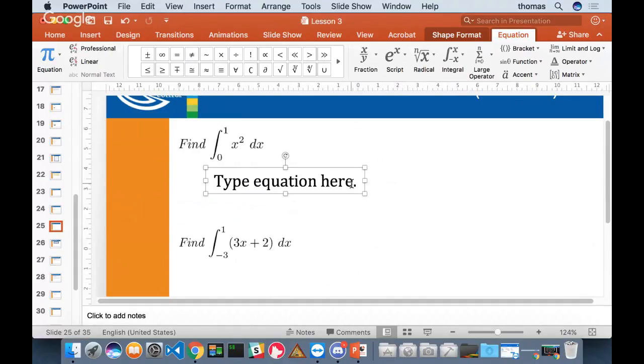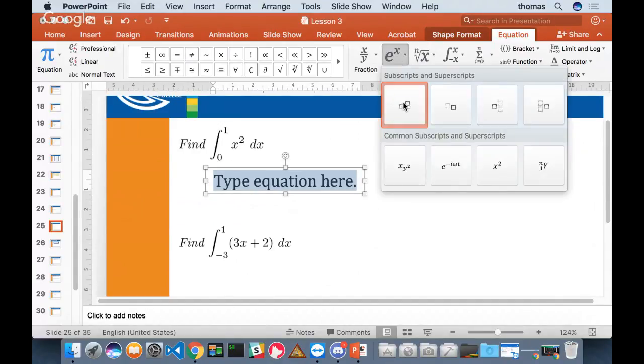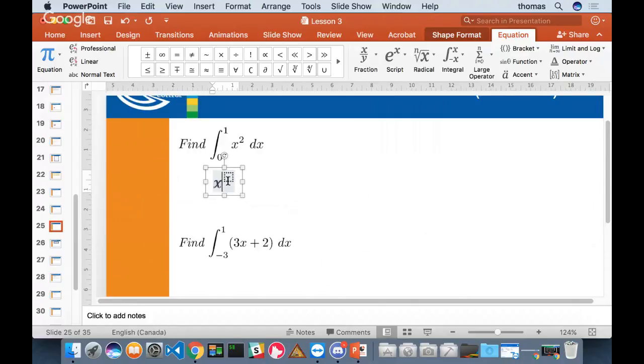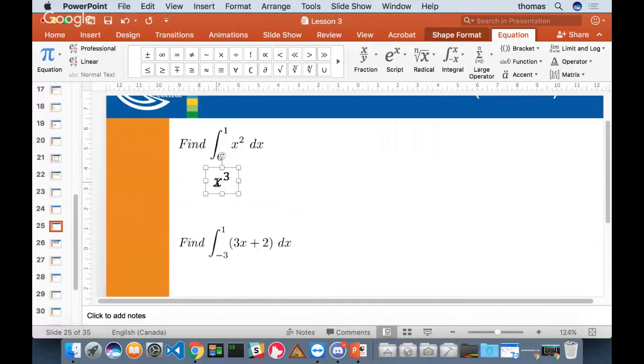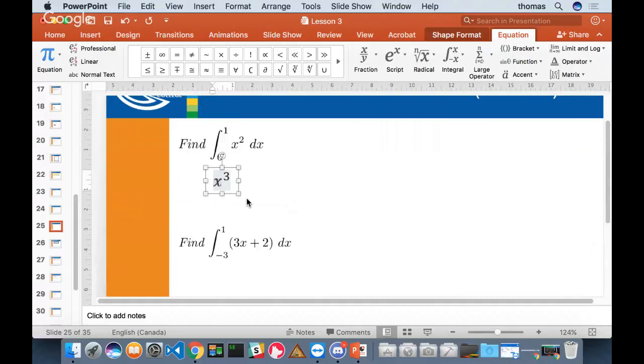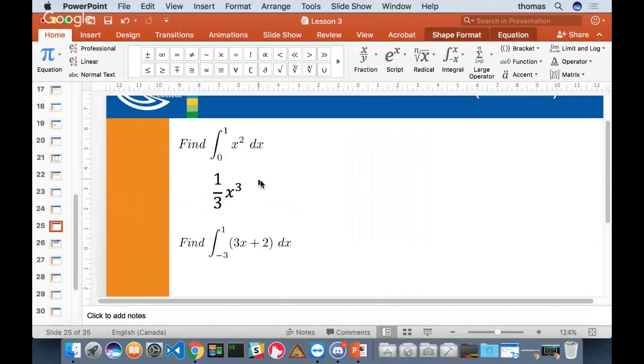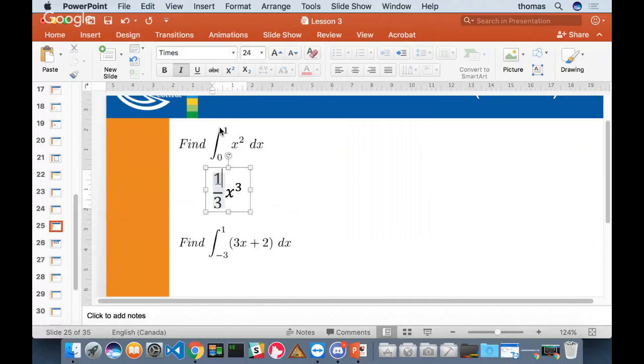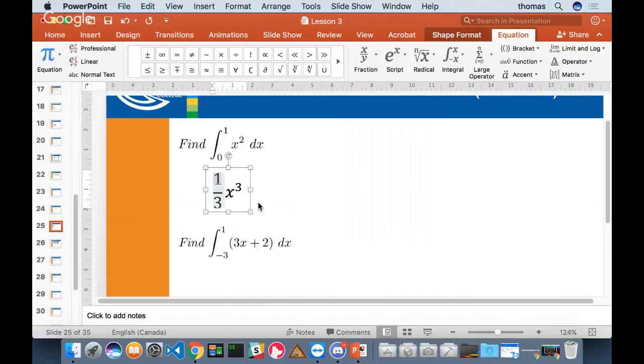Well, we know that we're going to have some value x to the 3. And we know that 1 is the coefficient in front of this, so we multiply 1 over 3 in front of it. So 1 over 3 x cubed is the antiderivative of x squared. Great. But that's only the first part: finding the antiderivative of this.